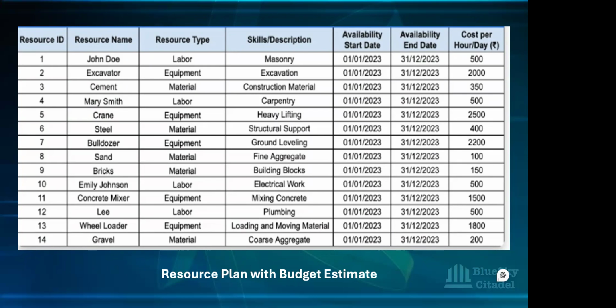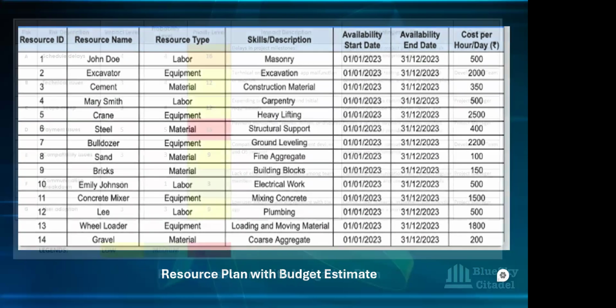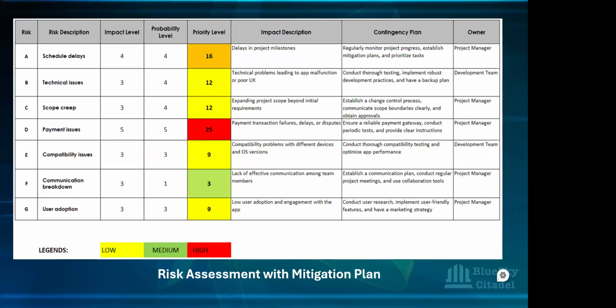This is just an example again of what a resource plan with budget, just a basic one, looks like. And then we want to also look at a risk assessment with mitigation plan. This is another example of that. You want to know the description of your risk. Not all risk plans have the impact level, probability level, and all that. Definitely it will have probability. Okay, so your probability will be either high, medium, or low.